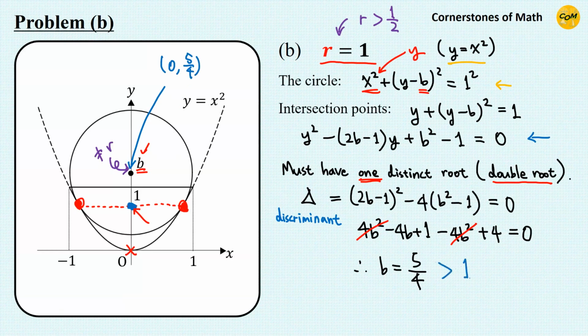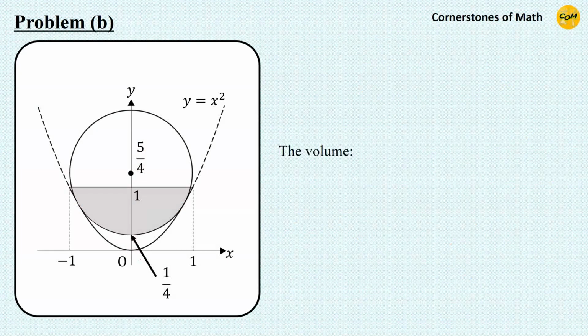Notice that since b is greater than 1, the ball only partially submerges in the water, and the volume of the water that overflows is this portion of the sphere. Since this coordinate is 5/4, and the radius is 1, this coordinate is 1/4. So now we calculate the volume by revolving the portion of the circle about the y-axis.